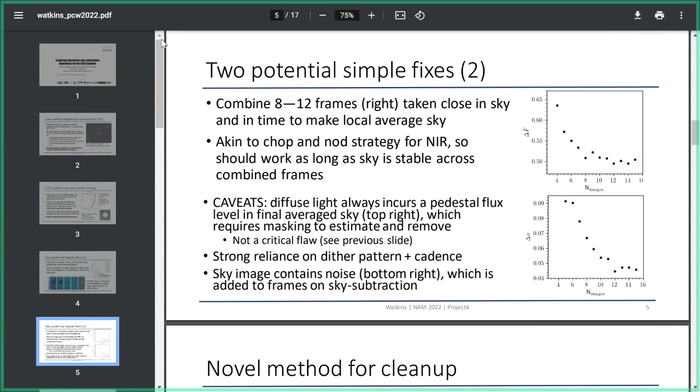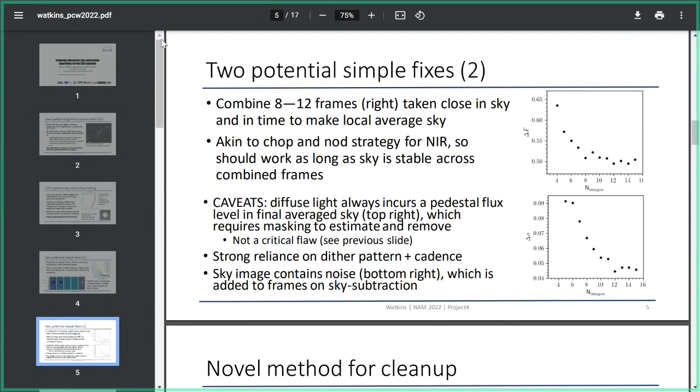And this is coming from low surface brightness flux that is just sort of residual on every single frame from things like extended point spread functions or the wings of galaxies. So you always get this sort of pedestal level. Now that's not a critical flaw. You can always try to estimate what that value is and then take it back out. But this does rely very heavily on the dither pattern and the cadence of your survey. So if you don't have 8 to 10 exposures that are taken while the sky is not changing, then this isn't going to work because you'll be subtracting the wrong sky from every frame.